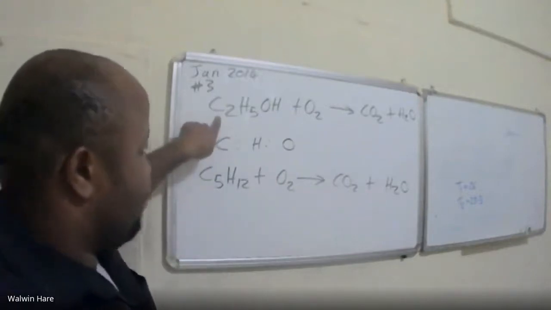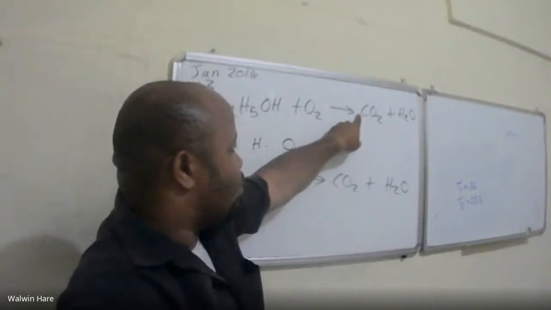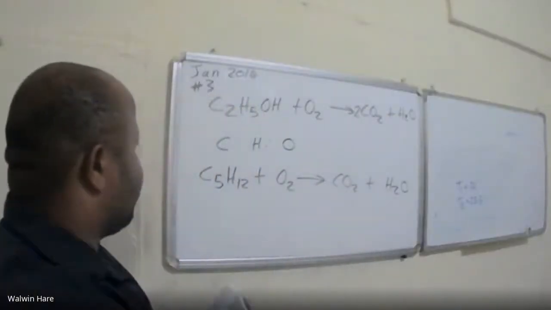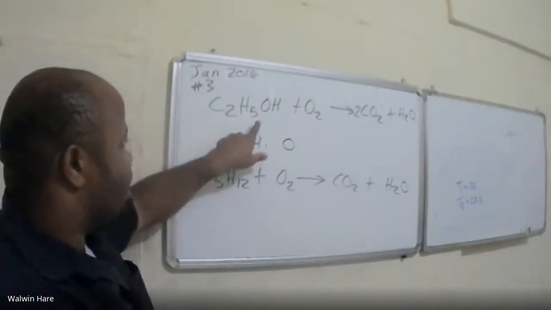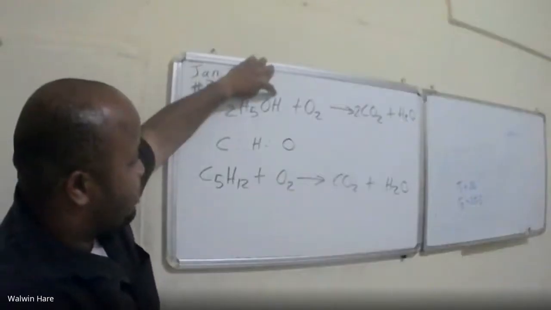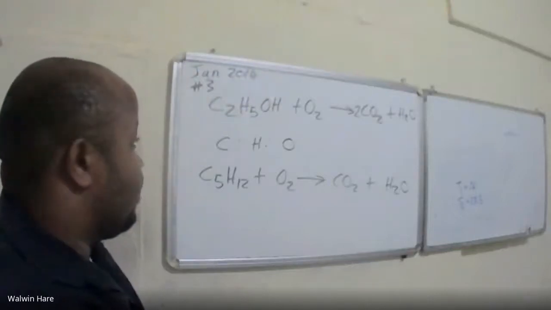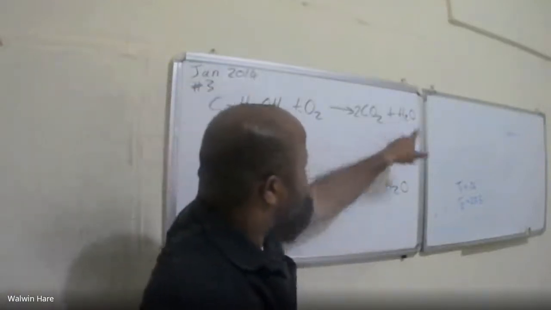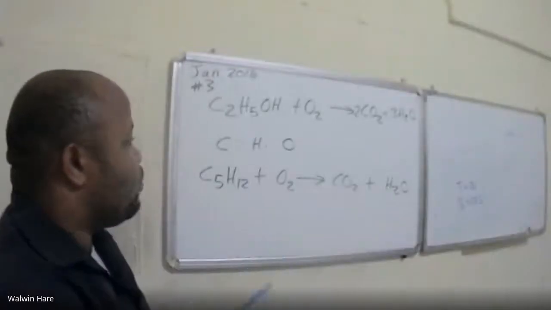So we have 2 carbons here. What number should I put here, because I only have 1 carbon? 2. Right, that is correct. So we move now to hydrogen. How many hydrogens are in ethanol? 5, plus this one here, that is 6. Right. So don't just look at the one here, remember to add this one. So we have 6 hydrogens here. 2 times what is 6? 3. Right. So 2 times 3 is 6.